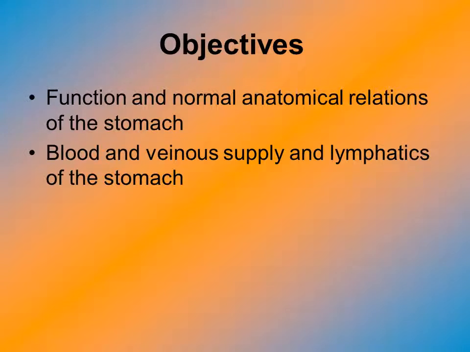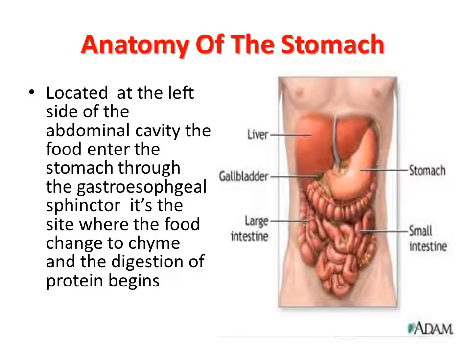Objective: we have to know the function and the normal anatomy of the stomach. The stomach is located at the left side of the abdominal cavity. The food enters the stomach through the gastroesophageal sphincter. It is the site where the food changes to chyme and the digestion of protein begins.